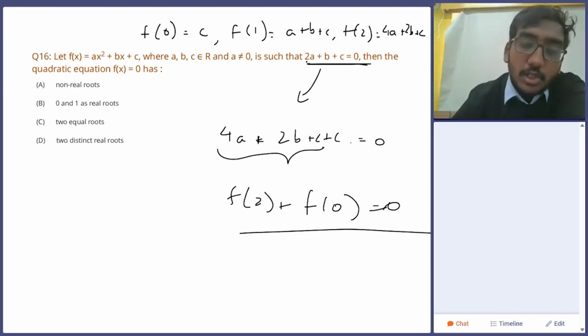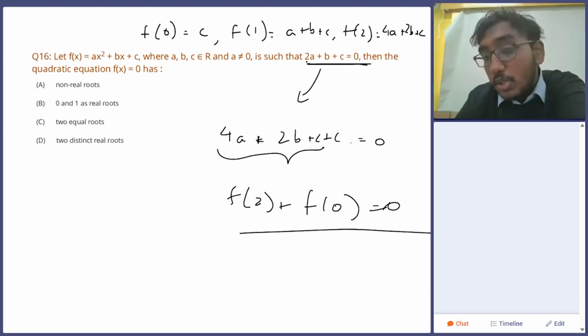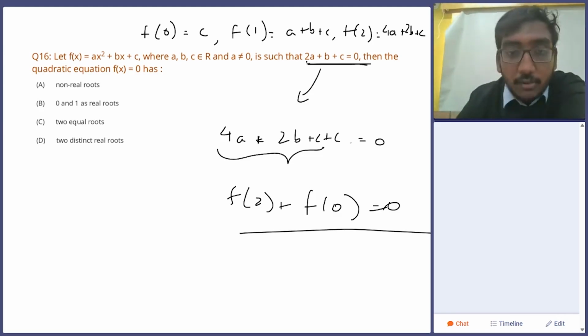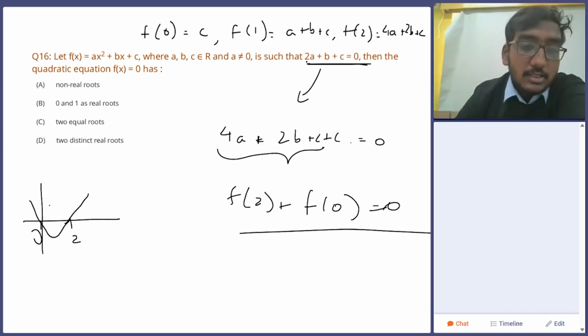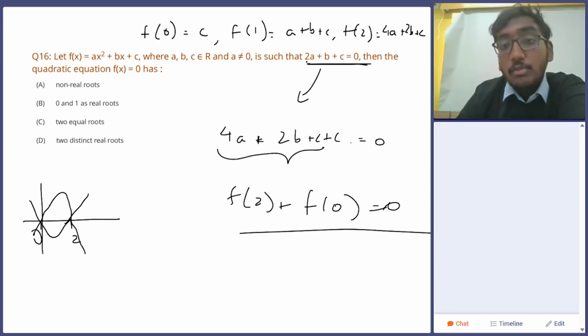f of 2 plus f of 0 equal to 0 means what? Two possibilities are there. Both are 0, right? f of 2 is also 0 and f of 0 is also 0. That means at both points the parabola will be passing through the x-axis. Or if the parabola is having a negative, it will be like this, right? It will however pass through 0 and 2 if both are 0.